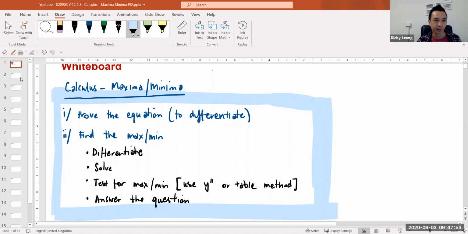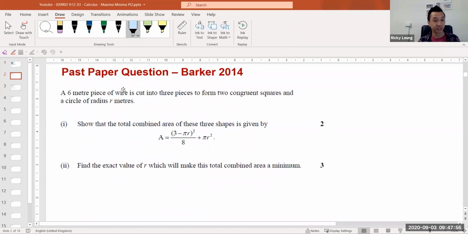We'll start with a question that is wordy in nature. There's no diagram, which in itself implies that you should draw a diagram, from Barker, 2014. This question starts with a 6-meter piece of wire, a long piece of wire. It's cut into 3 parts to form 2 congruent, identical squares and a circle of radius r. You can see it's a classic question where part 1 is to prove this formula, and part 2 is to find the exact value of r which makes the combined area a minimum. 2 and 3 marks allocated respectively.